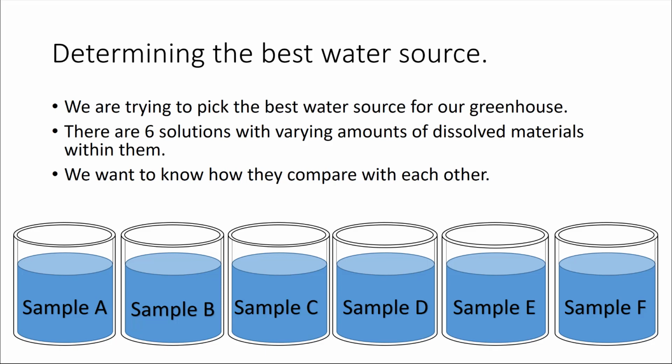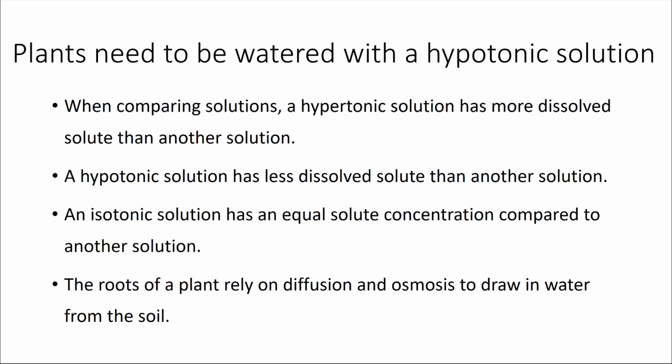There are varying amounts of dissolved materials within each of them. In this lab activity, we are going to compare them to each other and determine which is the best water source for our greenhouse. Some information we need to know to solve this. First off, plants need to be watered with a hypotonic solution compared to their own internal cytoplasm.